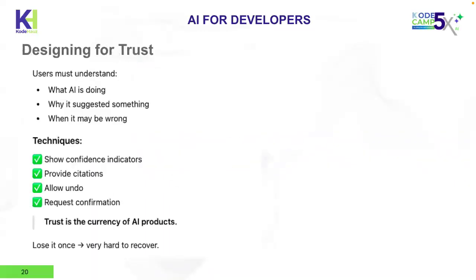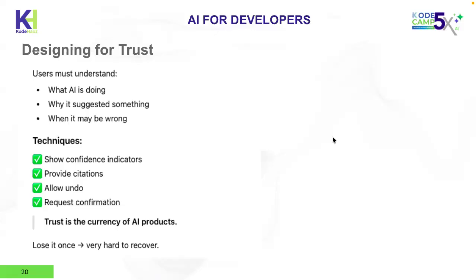So we'll now talk about designing for trust. Users must understand what AI is doing. I think I've said all of this, but let me just repeat for emphasis. The user must understand what AI is doing. So you have to find a way to give a user a window into what's going on behind the AI's brain, right? Its reasoning loop and all of that. The user must also understand why the AI suggested a particular thing, right? And when it may be wrong, in other words, when the confidence is low, right?